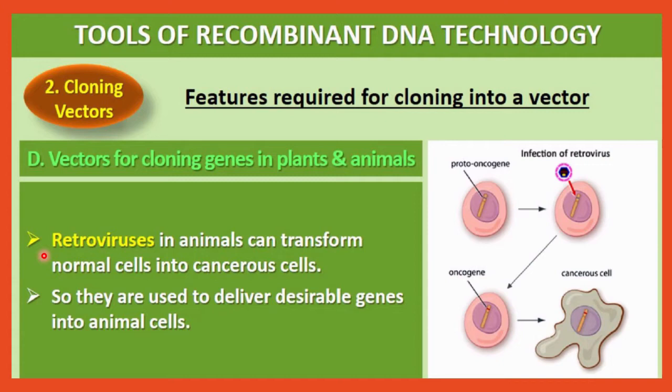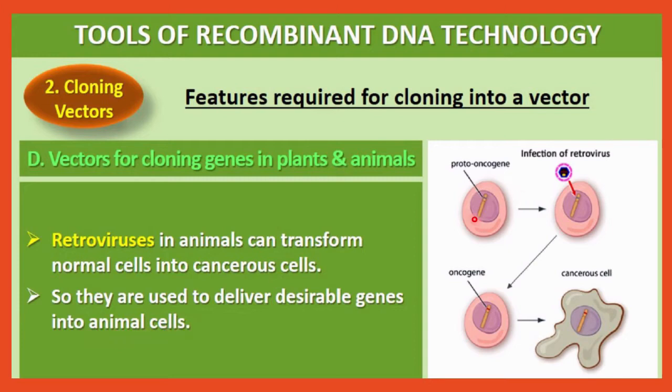The next pathogenic organism which is used as a vector is the retrovirus, and these retroviruses are mainly used for the transfer of genes in animals. Retroviruses in animals can transform normal cells into cancerous cells. We previously discussed Agrobacterium tumefaciens, which turns normal cells into tumor cells, but here retroviruses have the ability to convert normal cells into cancerous cells. So they are used to deliver desirable genes into the animal cell.